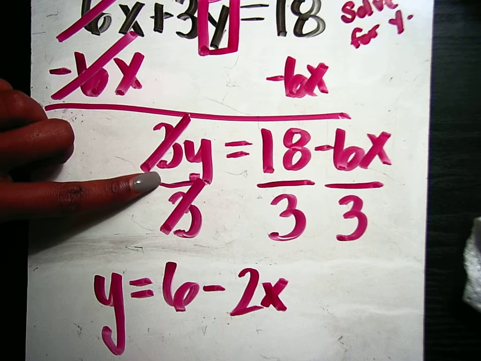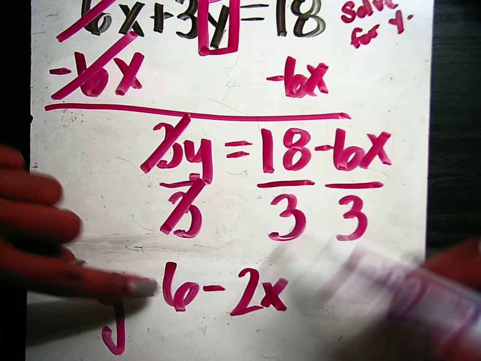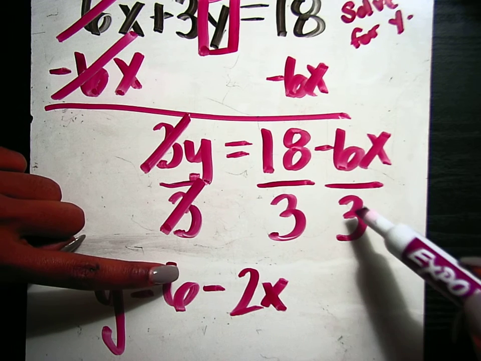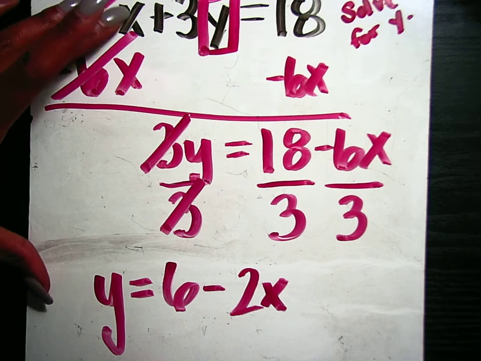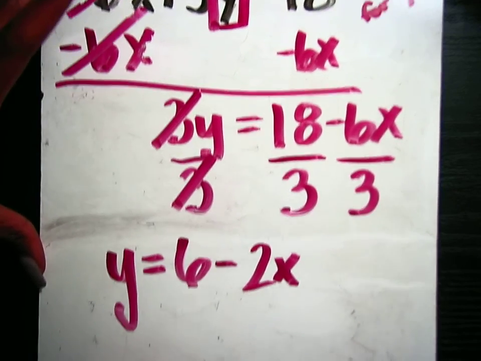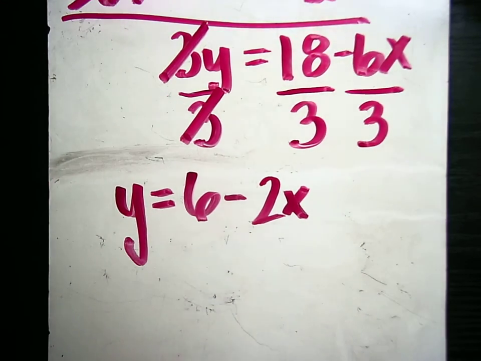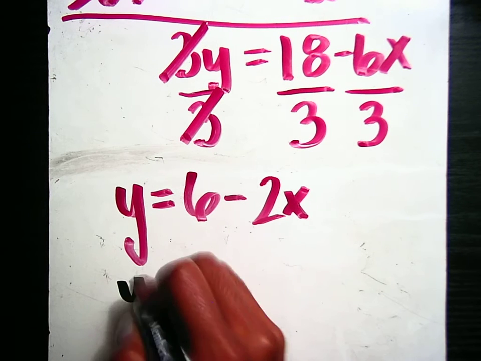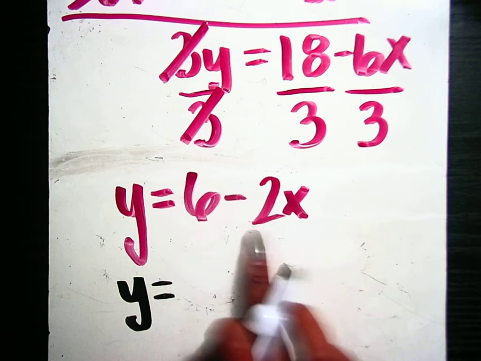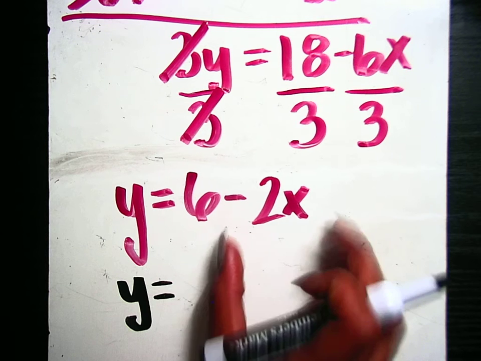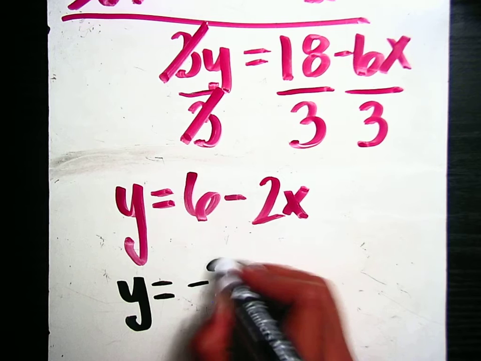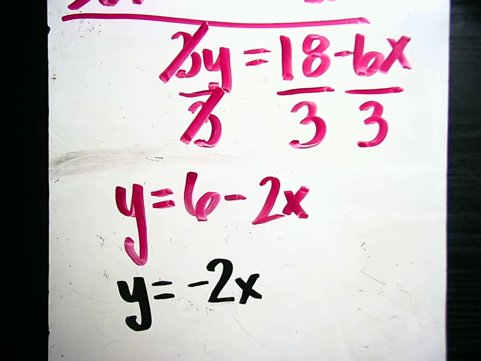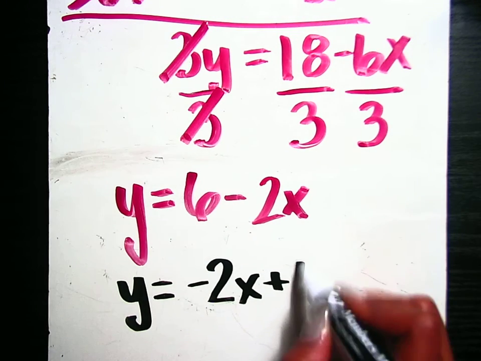So here, I got y equals 18 divided by 3 is 6. Minus 6 over 3 is negative 2. Then I brought down my x. So here, all I'm going to do now is rewrite it so it looks like y equals mx plus b. So I'm just going to rewrite it as y equals, I want this term to go first. So I'm going to take this entire term and the sign that's with it, and I'm going to write that first. So minus 2x. And then this 6, I'm just going to bring it down.